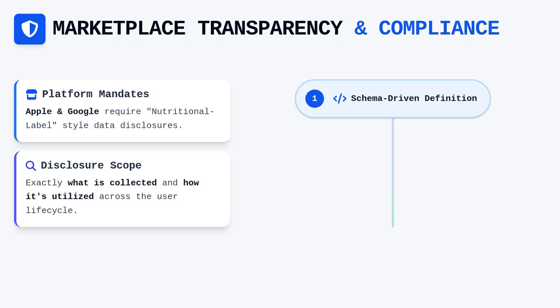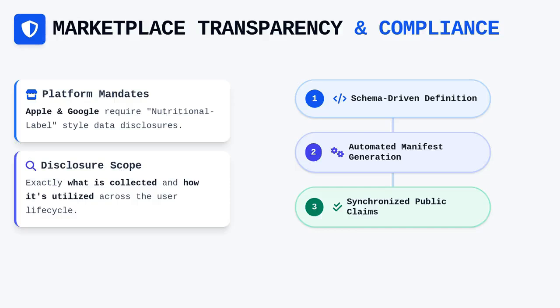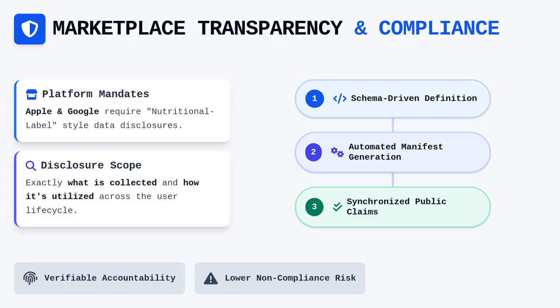Automating the generation of these manifests directly from your codebase ensures that your public-facing privacy claims are always synchronized with your actual data collection behavior. By treating these disclosure requirements as part of your schema definition rather than a post-development afterthought, you create a verifiable trail of accountability. This proactive approach significantly lowers the risk of non-compliance and builds long-term user trust within your mobile ecosystem.